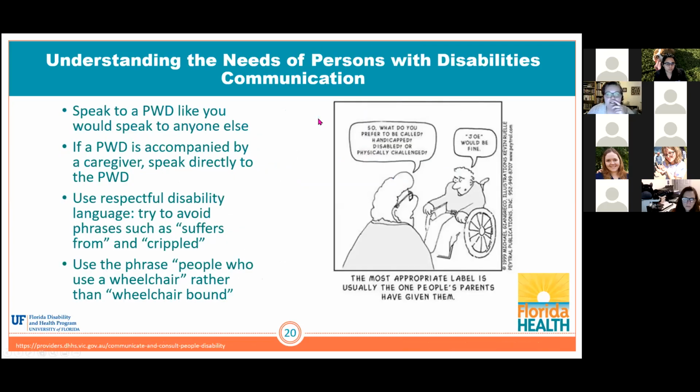So now we're going to move on to talk about some communication issues, the evolution of language, and some interaction tips for the best ways to interact with people with disabilities. There are a few key things to keep in mind. First, it's important to speak to a person with a disability like you would speak to anyone else. This seems really obvious, but it's not.